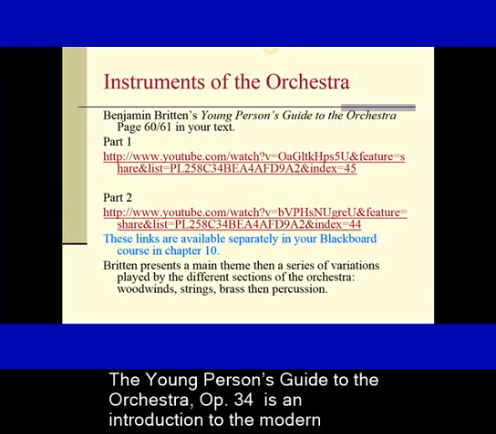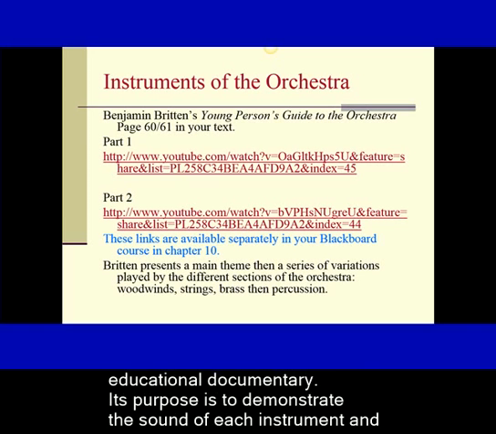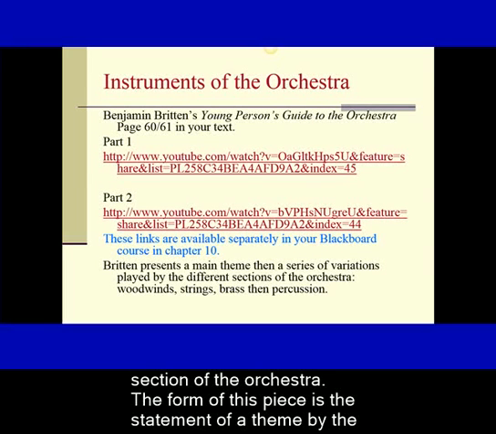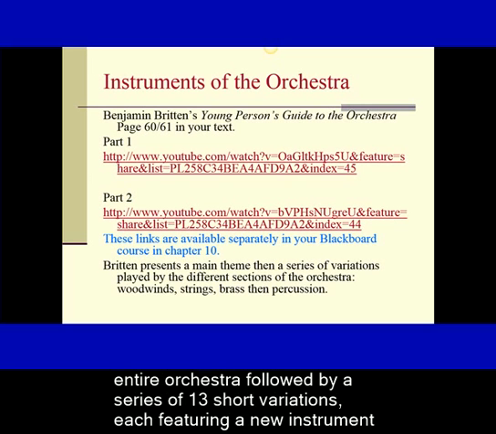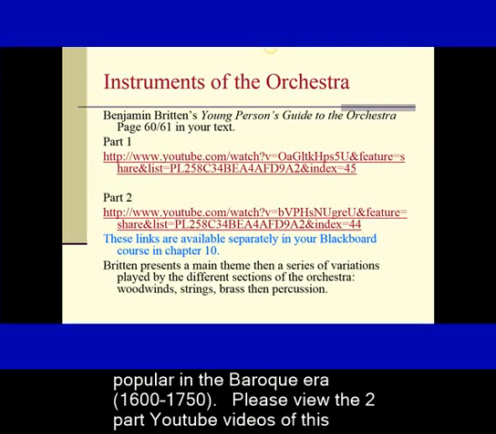The Young Person's Guide to the Orchestra, Opus 34, is an introduction to the modern orchestra. It was composed in 1946 by British composer Benjamin Britten for an educational documentary. Its purpose is to demonstrate the sound of each instrument and section of the orchestra. The form of this piece is the statement of a theme by the entire orchestra, followed by a series of 13 short variations, each featuring a new instrument in order from highest to lowest. The work ends with a fugue, a polyphonic form that was very popular in the Baroque era.